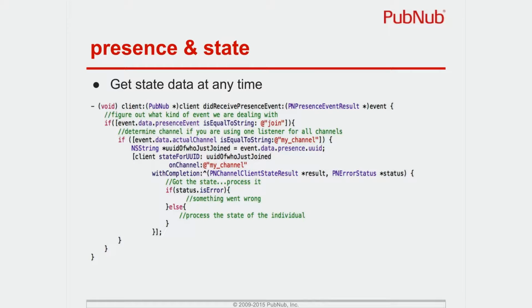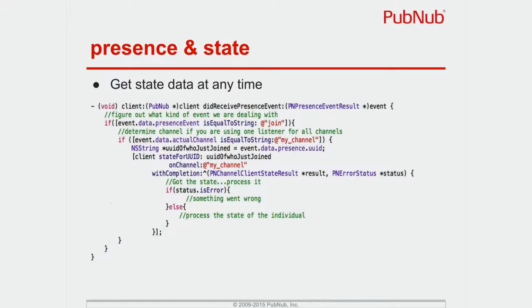You may or may not need to do this depending on how you've implemented your listeners, but I'm checking to see which channel actually caused that event. Then I'm grabbing the UUID, and in this particular case, I'm going back out and I'm saying state for that UUID. So what I'm trying to accomplish here is I'm saying whenever somebody joins my channel, I want to turn around and go ask the server for their most recent state information.